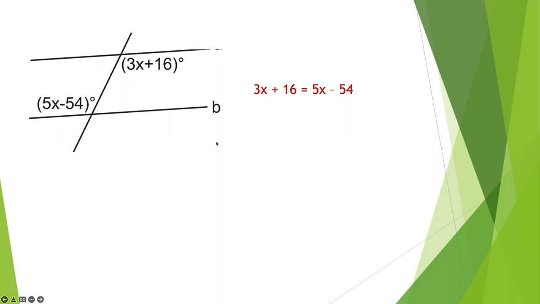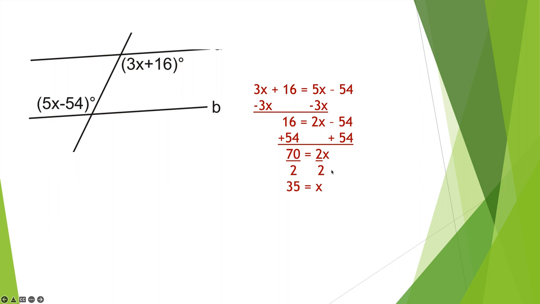So 3x plus 16 is going to equal 5x minus 54. I always like to start with the x's, always with the smallest number of x's. I don't like left or right. Subtracting the smallest number of x's, which is 3x, I get 16 is 2x minus 54. Adding 54, I get 2x is 70. Dividing by 2, 35 is x, or x is 35.